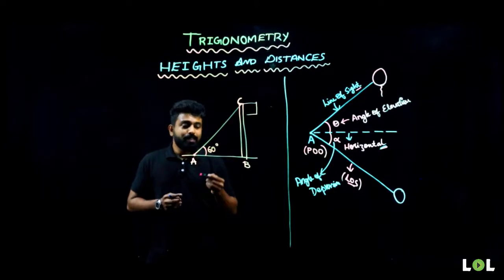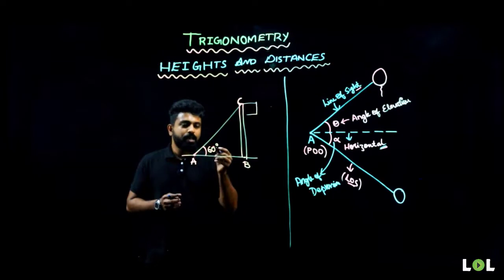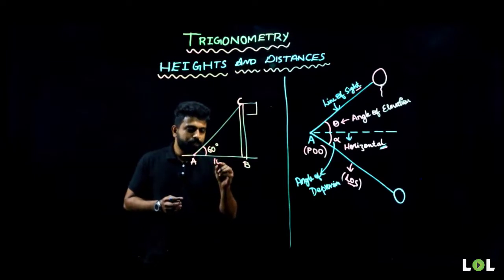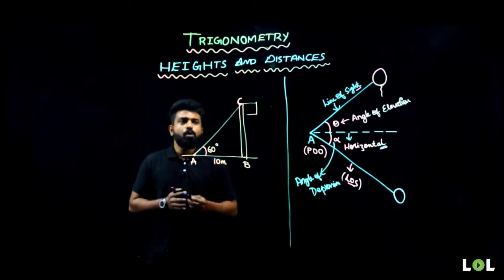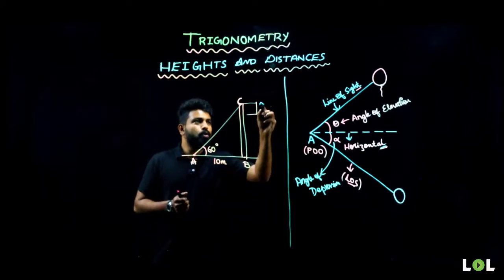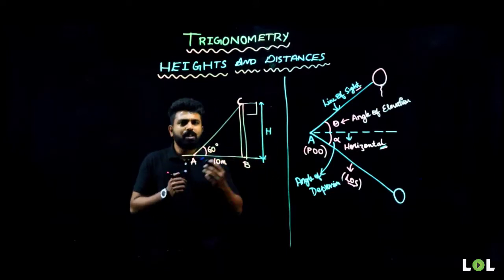And the distance between the foot of the pole and the point where he has tied the rope as 10 meters. This will be 10 meters. Now if I ask you what is the length of the flagpole or what is the height of the flagpole, how do you solve this?